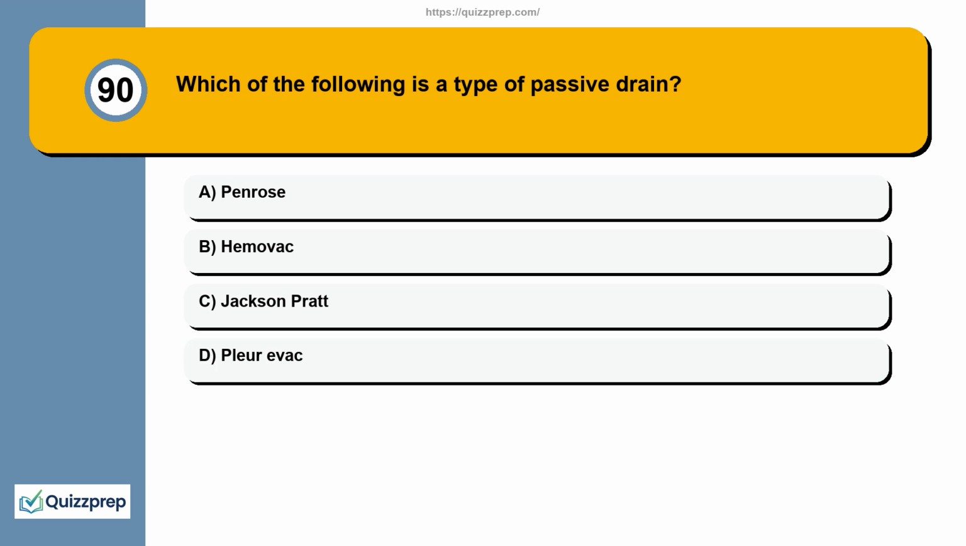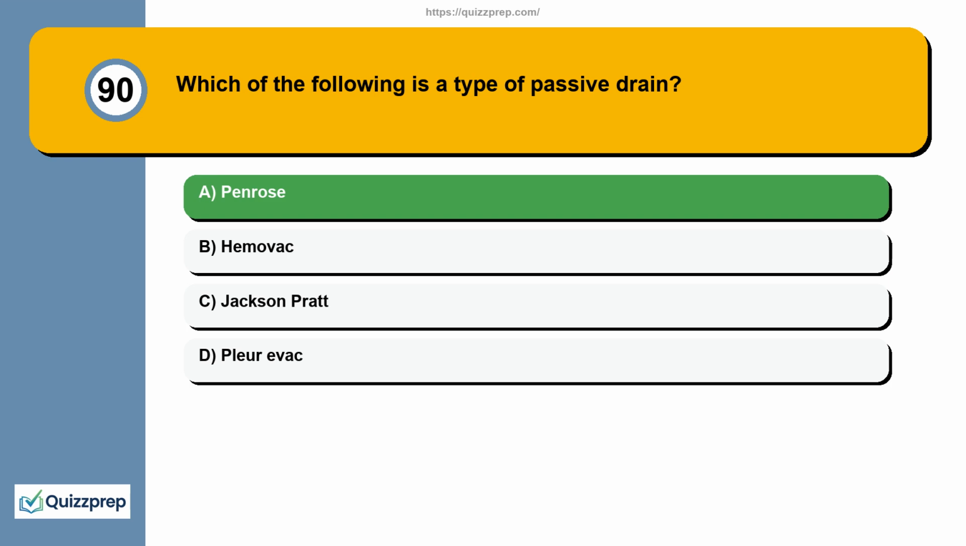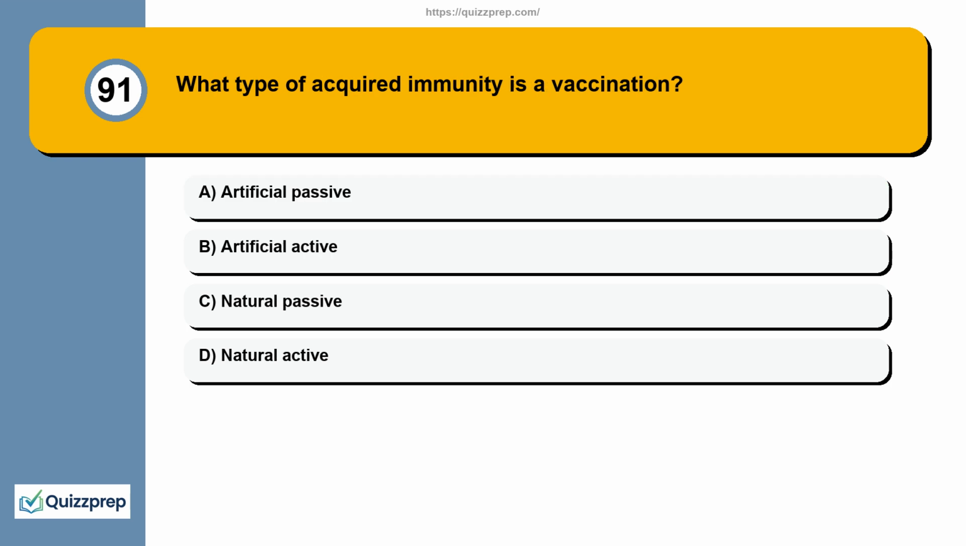Option A, Penrose. Option B, Hemovac. Option C, Jackson-Pratt. Option D, Plurivac. The correct answer is option A, Penrose. Question 91. What type of acquired immunity is a vaccination?